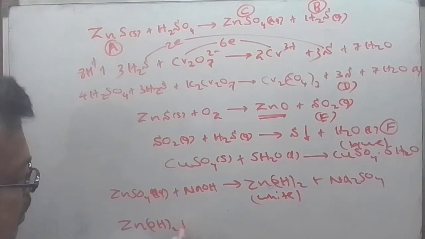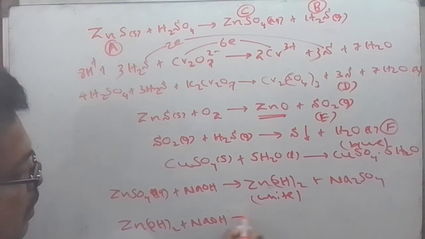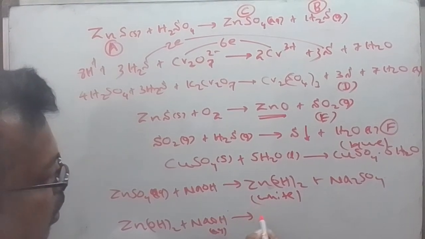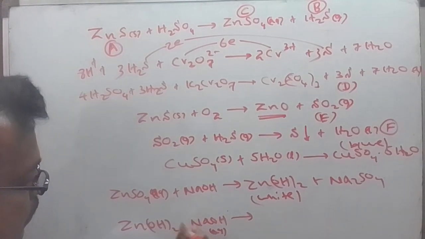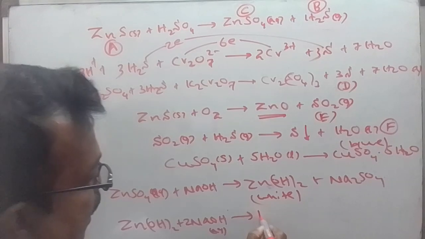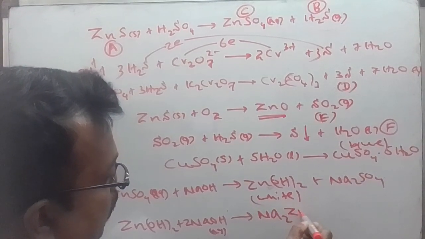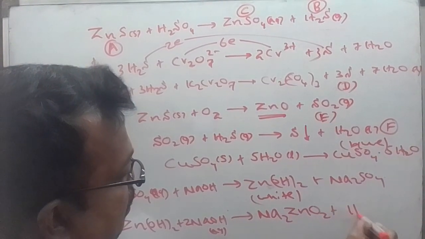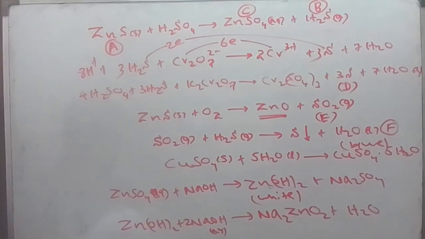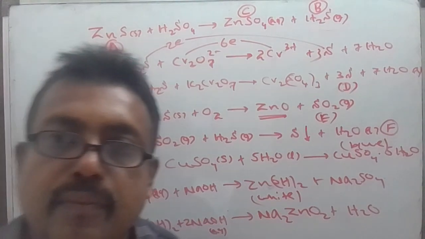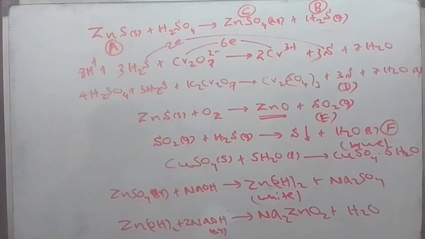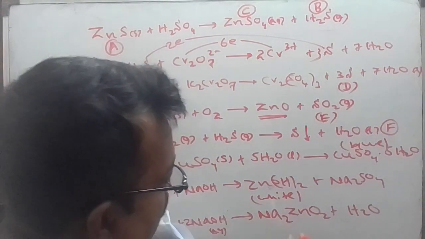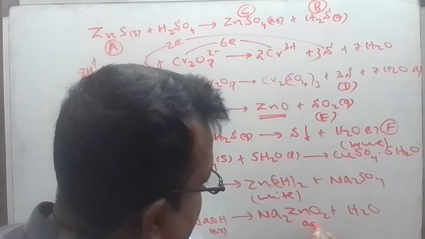Then zinc hydroxide dissolves in sodium hydroxide to produce sodium zincate. Put 2 here. Na2ZnO2 plus water, right? So this is how zinc hydroxide dissolves in sodium hydroxide due to the production of sodium zincate aqueous.